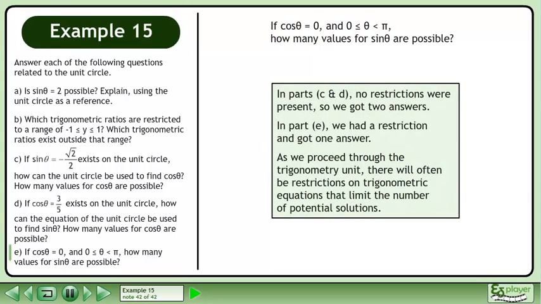In part C and D, no restrictions were present, so we got two answers. In part E, we had a restriction and got one answer. As we proceed through the trigonometry unit, there will often be restrictions on trigonometric equations that limit the number of potential solutions.